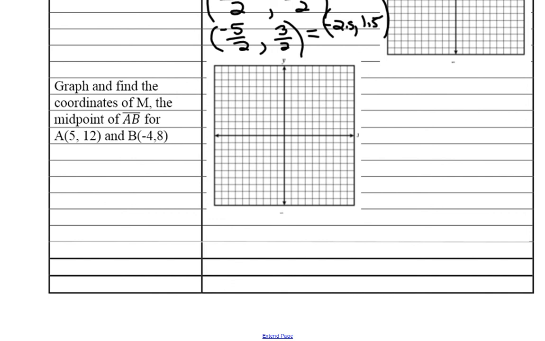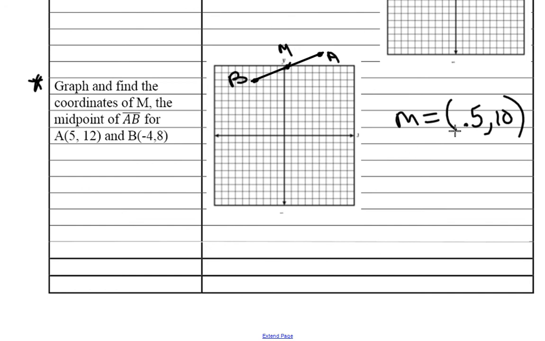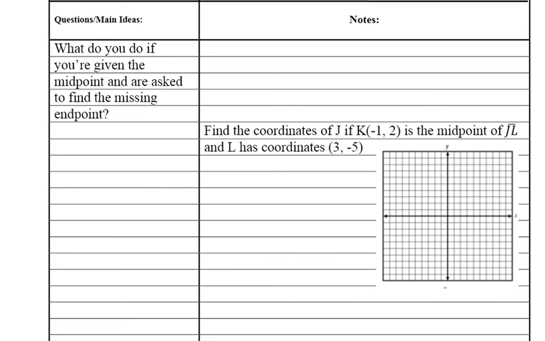So now I would like for you to try this example here. Graph and find the coordinates of M, the midpoint of AB, where A is 5, 12 and B is negative 4, 8. Pause the video and see if you get what I get. Okay, so you should have gotten the midpoint is 0.5 or 1/2, and 10, and your line segment is going to come a little bit off the graph, but the M, the midpoint, should look like it's in the middle of A and B.